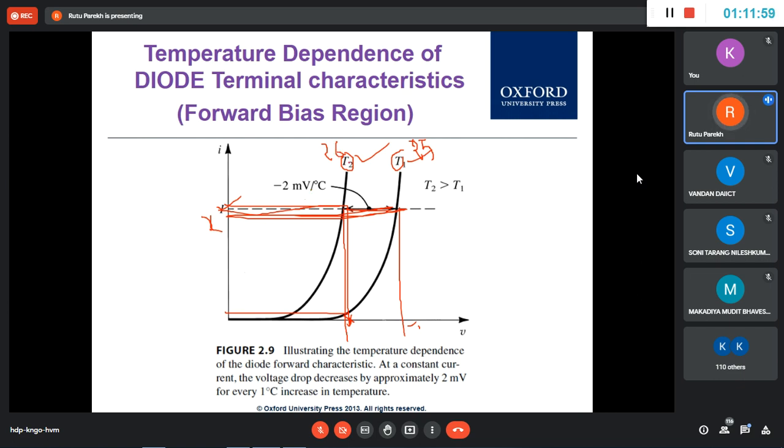So the temperature is already generating the carriers. To get the same current, you will need lesser voltage compared to this. Are you understanding? You will get current either because of the voltage or because of the temperature. That's it.